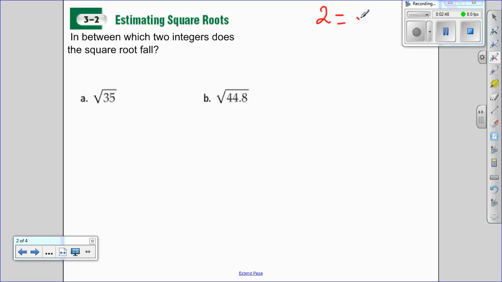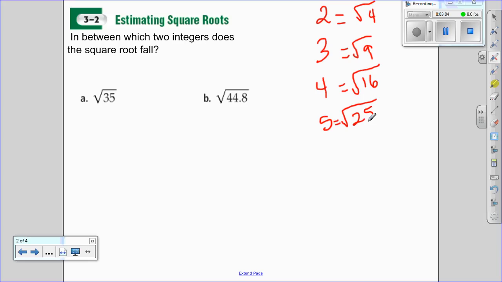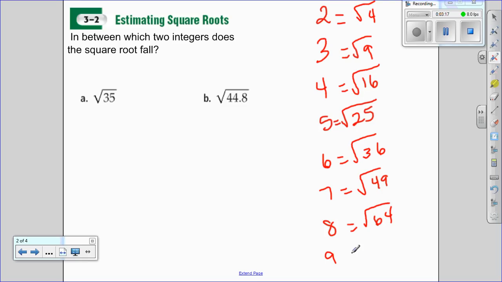So 2 is the same thing as the square root of 4. 3 is the same thing as the square root of 9. 4 is the square root of 16. 5 is the square root of 25. 6 is the square root of 36. 7 is the square root of 49. 8 is the square root of 64. And 9 is the square root of 81. Now, if you make yourself a chart like this, it'll make your homework a lot easier too, because you'll be able to see a little easier where these numbers go.